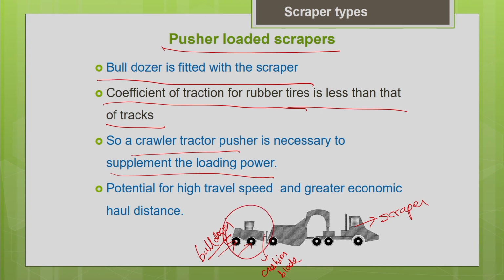Once the bowl is completely filled, your pusher can be detached from the scraper and the scraper can haul the material by itself. So we need the assistance of the machine only during the loading operation. By taking the help of the pusher, I am able to reduce the cycle time of the scraper, because the loading time gets reduced, and I can also increase the productivity of the scraper. Basically all your conventional scrapers are pusher loaded scrapers. They have the potential for high travel speed, because power is supplemented with the help of the pusher, and the economic haul distance is also relatively higher for this kind of pusher loaded scraper.